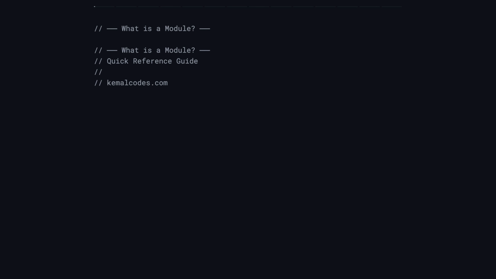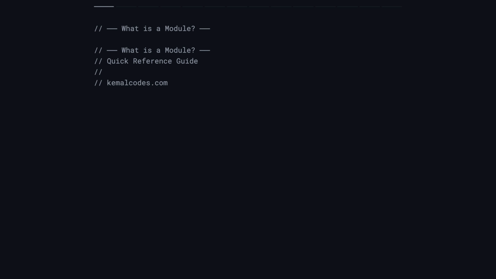In the previous tutorial, we learned Rust collections. As projects grow, putting everything in one file becomes unmanageable. In this tutorial, we learn modules, Rust's system for organizing code into logical units.